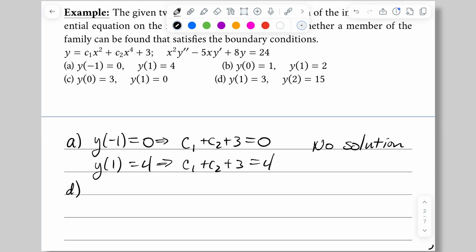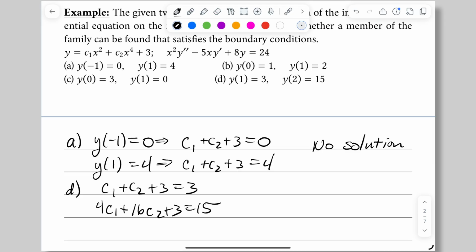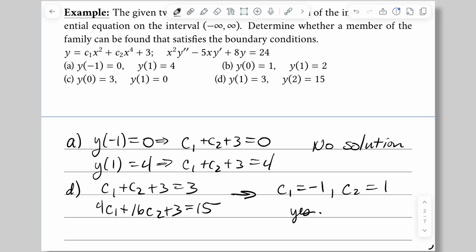Let's check out part D for contrast here. Our boundary conditions are y of 1 is equal to 3 and y of 2 is equal to 15. That would give us that c1 plus c2 plus 3 is equal to 3, and 4c1 plus 16c2 plus 3 is equal to 15. Some basic algebra will tell us that c1 is equal to -1 and c2 is equal to 1, and so the answer is yes, there is a solution. Or rather, there is a member of the family that satisfies the boundary conditions.